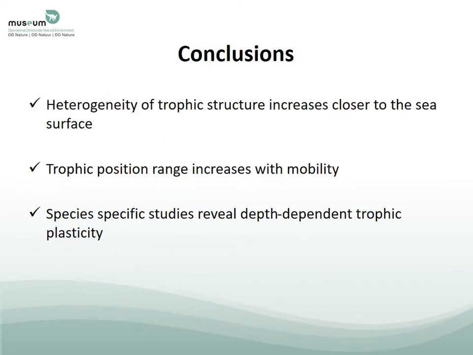To conclude, this study reveals that the heterogeneity of trophic structures increases closer to the sea surface, that the trophic position range increases with mobility, and the species-specific studies reveal depth-dependent trophic plasticity.